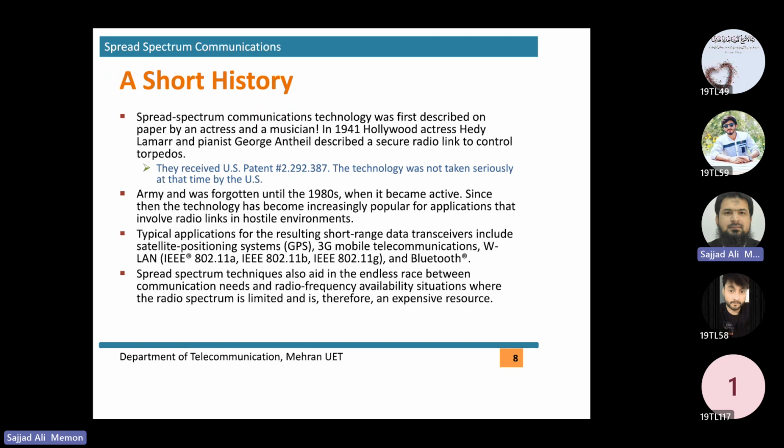Since then, the technology has become increasingly popular for applications that involve radio links in hostile environments. So basically, this technology was first linked to better performing transmission using radio links, but in hostile environments, maybe a war environment. So the typical applications for resulting short-range data transceivers include satellite positioning systems, 3G mobile telecommunications, WLAN, that is your Wi-Fi, and Bluetooth. These techniques also aid in the endless race between communication needs and radio frequency availability, a situation where the radio spectrum is limited and is therefore an expensive resource.